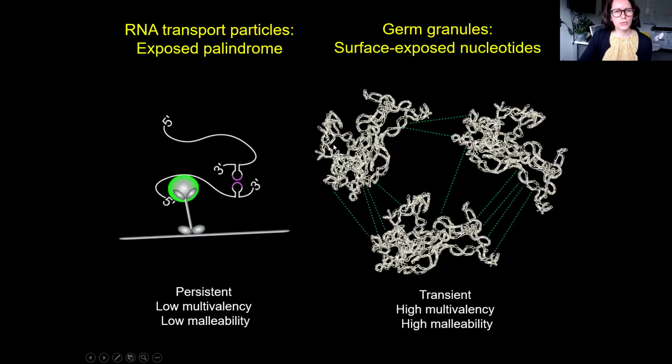And if I can compare the two systems now, the RNA transport particles that are carrying the RNAs to the destination, these interactions are persistent, they occur with low multivalency, but they're also not very malleable. Whereas in granules, these clusters that are forming where the RNAs are translating and have already arrived at their destination, these interactions are transient, they are highly multivalent, but they're also very malleable.